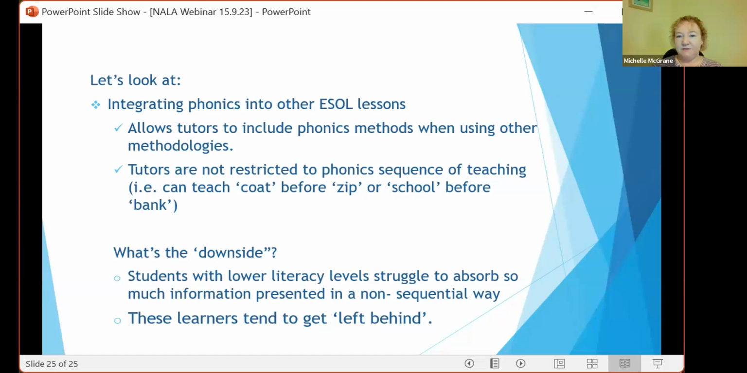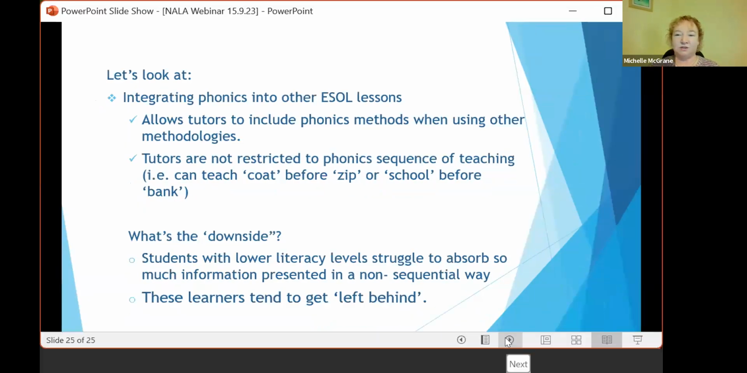The downside of not using a phonics-based method, in my opinion, is that students with lower literacy levels struggle to absorb the vast array of information that's being thrown at them in a relatively non-sequential way. And it is those learners who tend to get left behind. Those are the learners that you'll find attending class after class after class, and they don't seem to be really moving forward. They're not progressing. Those are the ones I'm talking about.